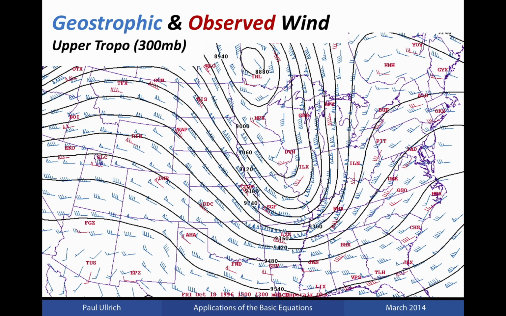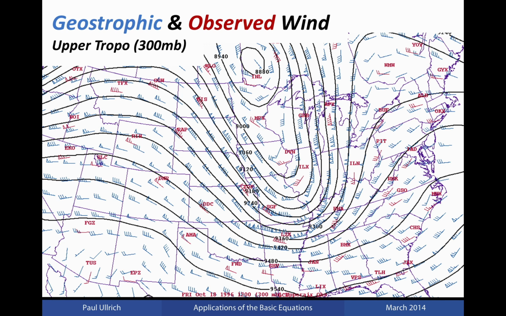Here we are looking at a plot of wind barbs observed in the upper troposphere, so at an altitude of about 300 millibars. Here the black lines are indicative of lines of constant geopotential. Recall we discussed how this is kind of analogous to lines of constant pressure in a height coordinate system, and so you will have that fluid parcels will tend to move along lines of constant geopotential.